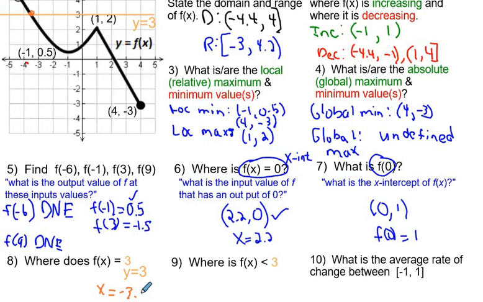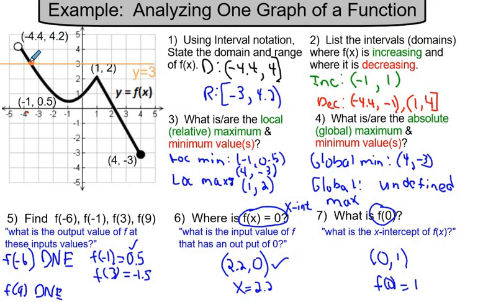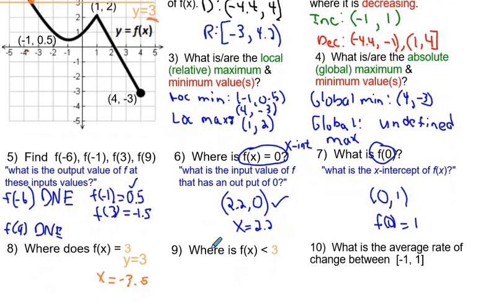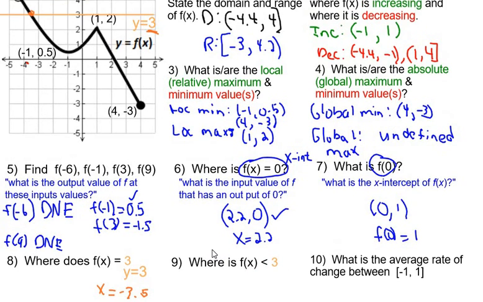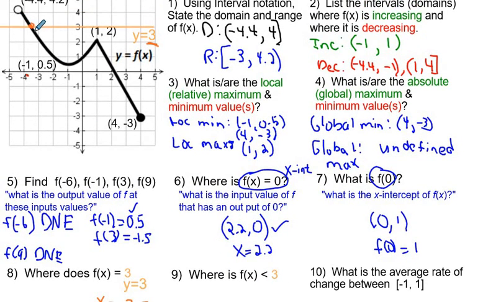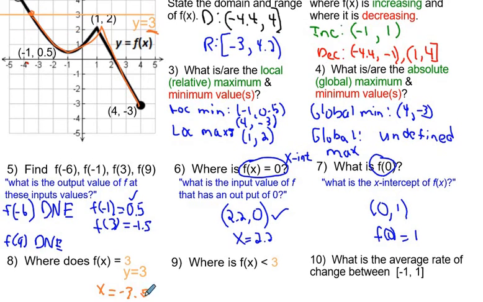And again, if I were to label that point, it would be negative 3.5 comma 3, again yielding that concept that it wants me to look at 3. So this next one says, where is f of x less than 3? So that's actually asking, where is it below 3? So that's asking for a domain because it's below 3 this entire time here. The whole domain after the point negative 3.5.